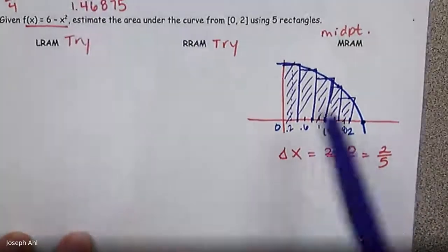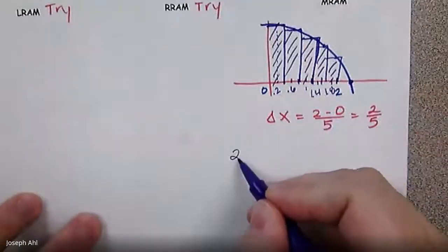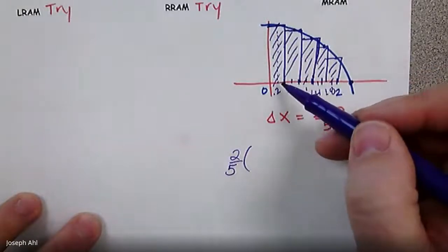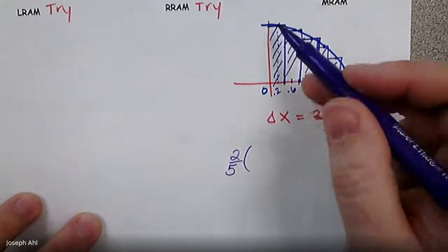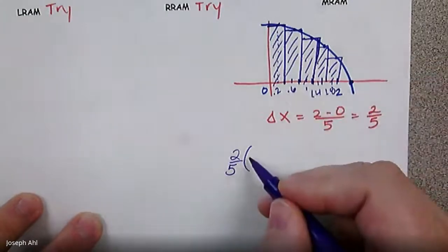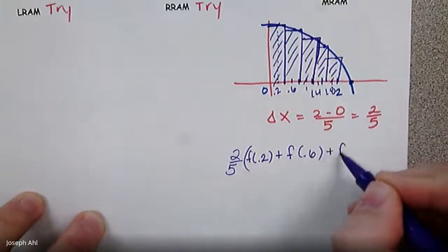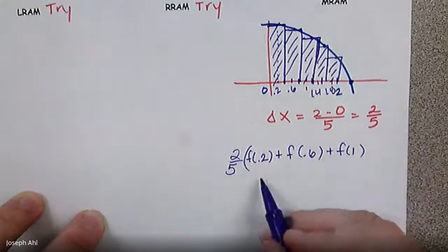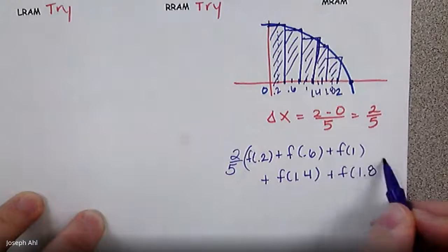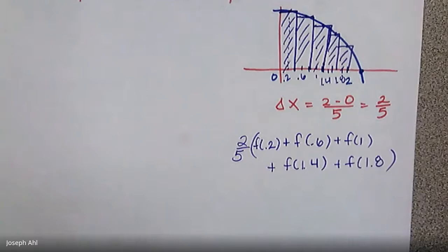So similar to what I did up here with all my delta x's equaling 2/5, to find MRAM, I'm going to say it's 2/5 of the first height, f of 0.2. Okay, that's the midpoint of the interval from 0 to 0.4. So it's going to be f of 0.2 plus f of 0.6 plus f of 1 plus f of 1.4 plus f of 1.8. Okay, so those are all my rectangle heights times the base length of 2/5.